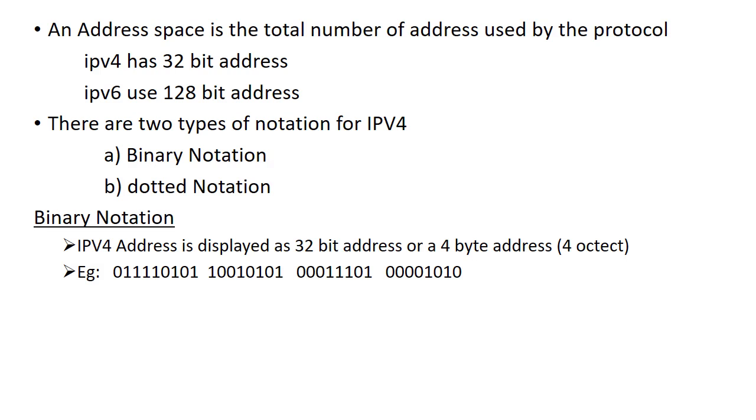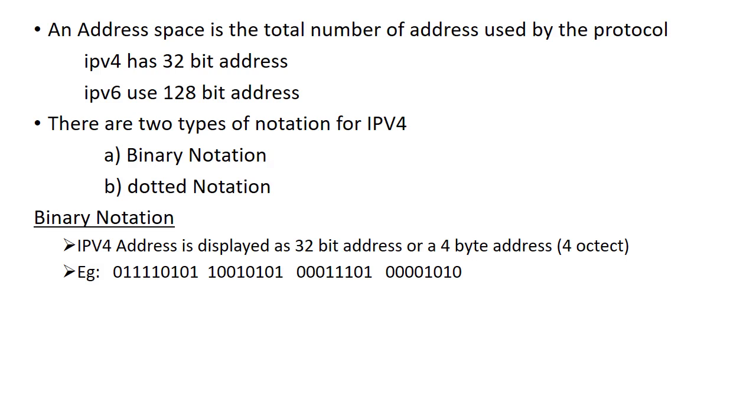So the address space in the case of an IP address is the total number of addresses used by the protocol. That means the total number of connections. There are two mechanisms used to notate an IP address. For IPv4 we generally use two methods: either binary notation or dotted notation.